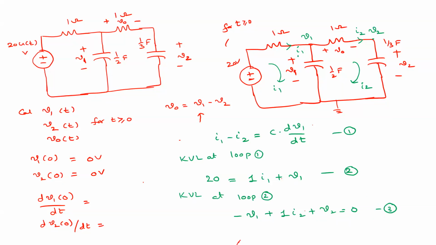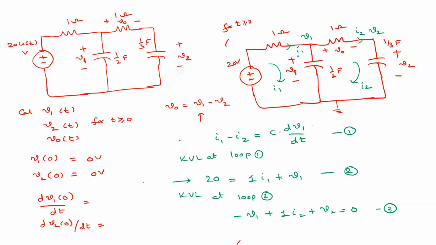So what ultimately we need to find out? We need to find dV1 of 0 by dt, right? So how to find dV1 of 0 by dt? With this expression, can you find that? Is it possible? Yes, sir. How to do that?